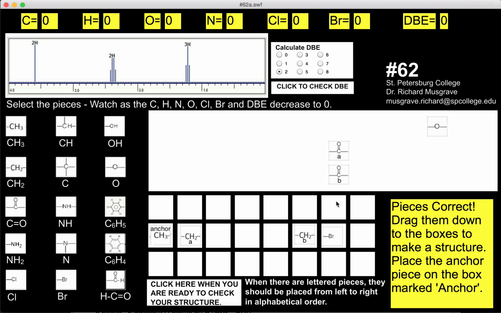Then we can go ahead and put in where the rest of these things go, and I think that the C double bond O would go here, and this C double bond O would go here, and the O would go over here. Now you might be wondering, well, why do we do it in this order? Why not switch these around and put the O over here, for example?